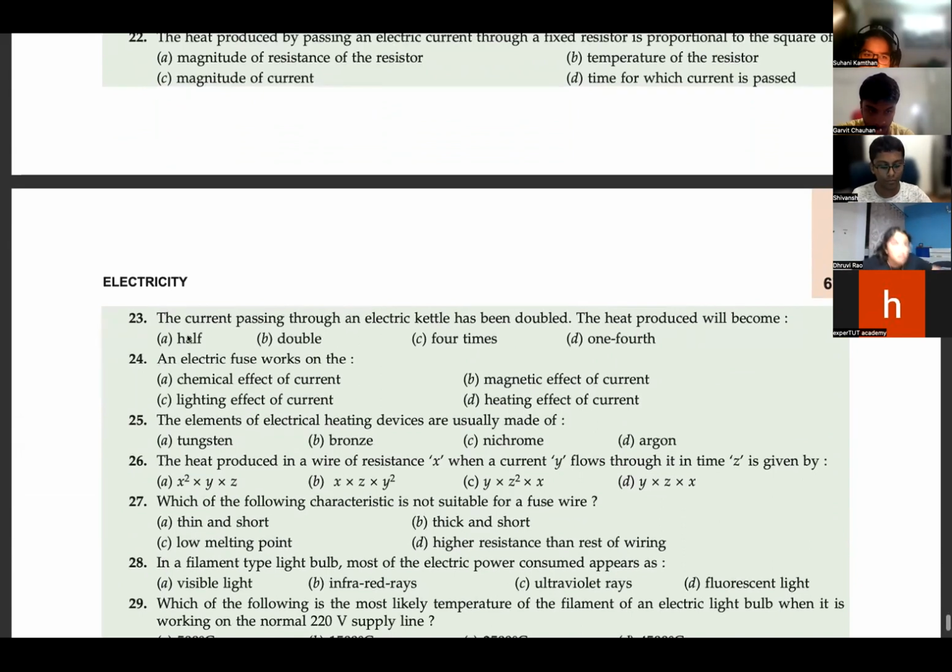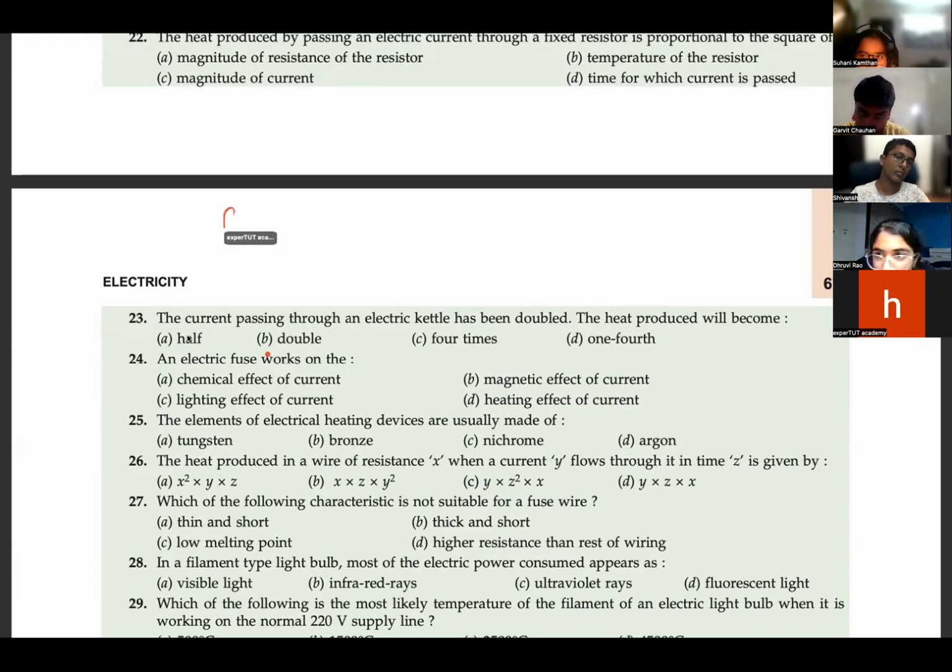Suhani 23. Yes, sir. The current passing through an electric kettle has been doubled. The heat produced will become 4 times. Correct. Okay. Write the next theory about fuse wire.